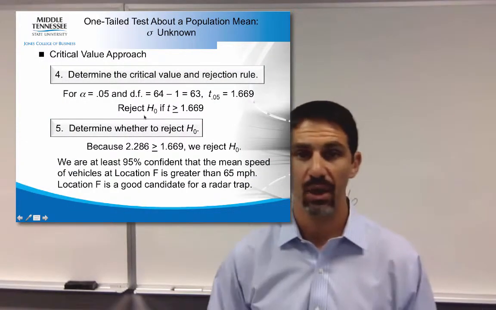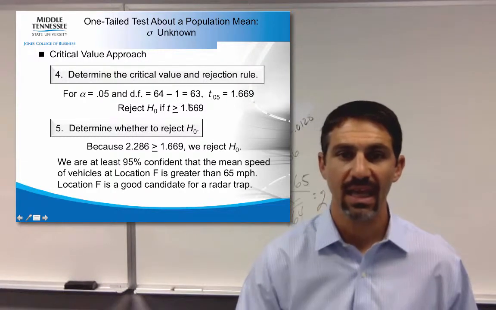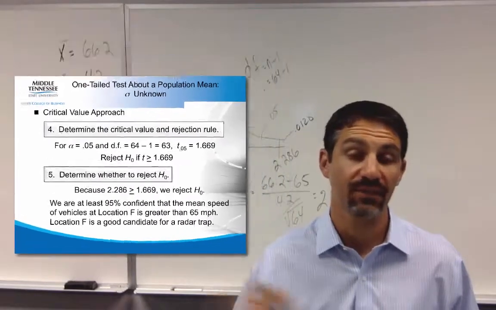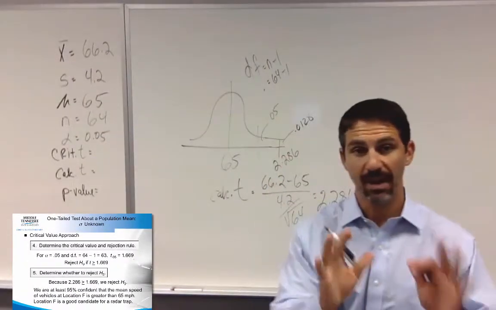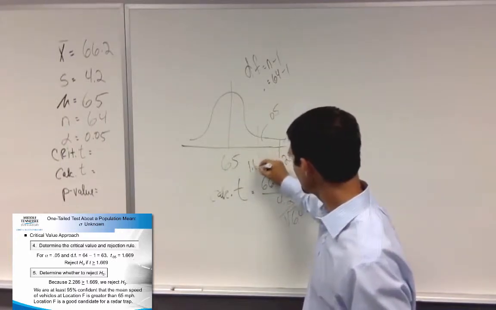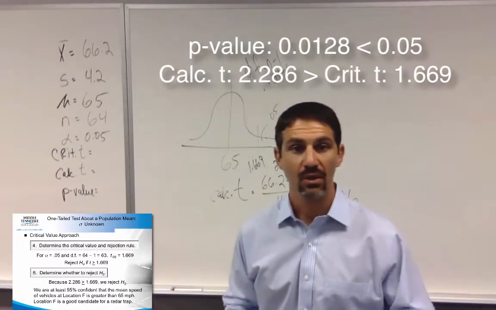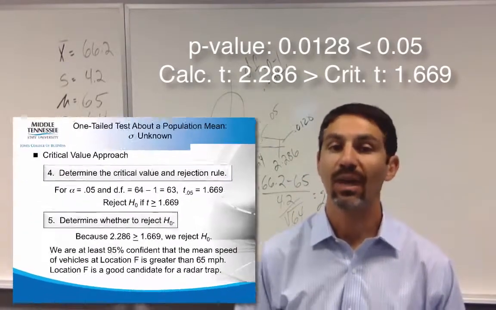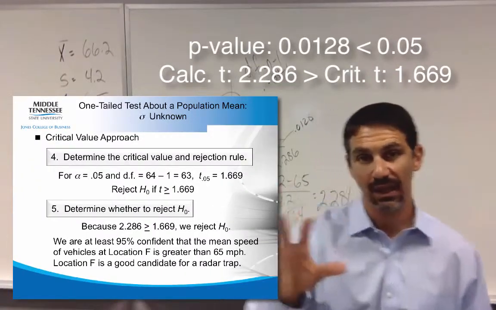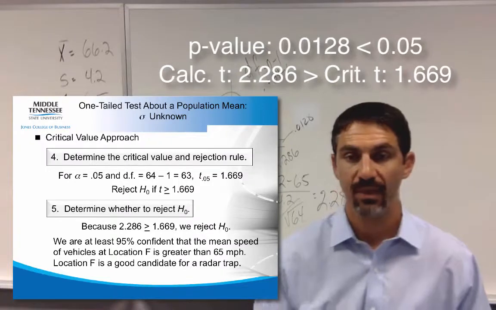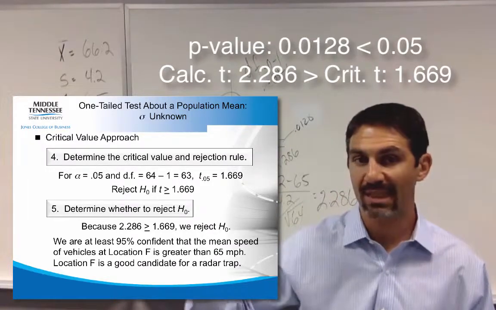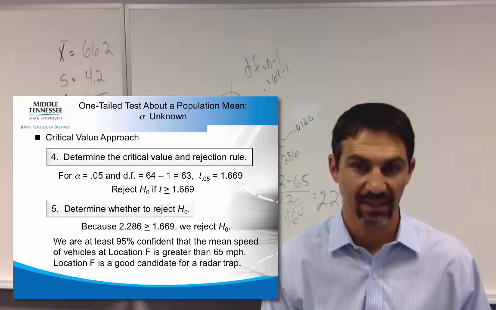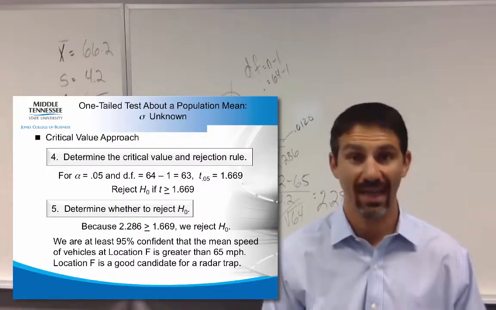If we look at this in the critical approach, if we found our critical value of t, that means we go over to 0.05 down to degrees of freedom of 63. That means that on my whiteboard here, that 1.669 goes here. So since 2.286 is greater than 1.669, we are rejecting the null, which means the null is either equal to or less than 65. Greater than is on the alternate, and what we're saying in this case is it sounds like people are driving faster than 65 in this area, and it is a good candidate for a radar trap.